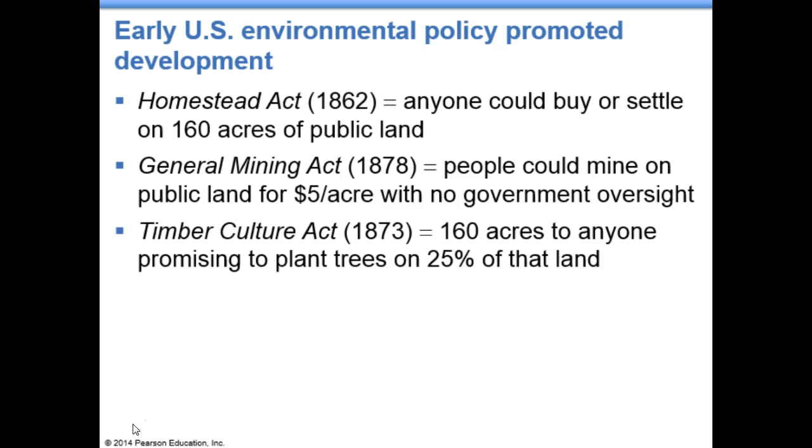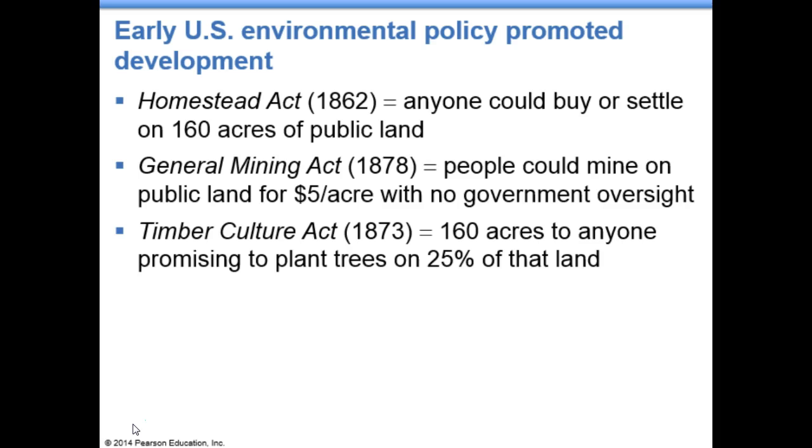So we were talking about the early U.S. environmental policy, and I had said that it was done in 3 periods, and we ended getting ready to talk about the Homestead Act, the General Mining Act, and the Timber Culture Act. The Homestead Act was established in 1862, and this allowed any citizen to claim for a $16 fee 160 acres of public land by living there for 5 years and cultivating the land or building a home.